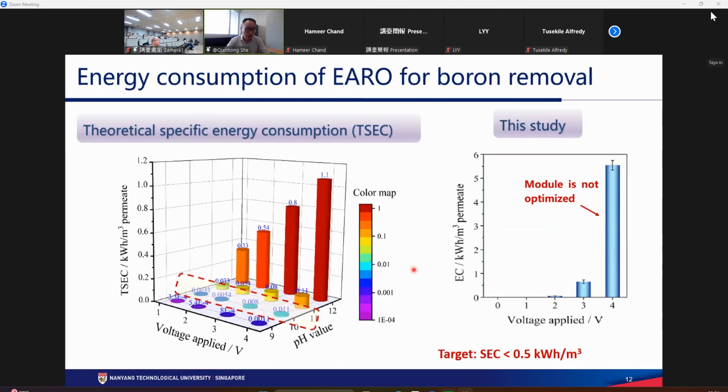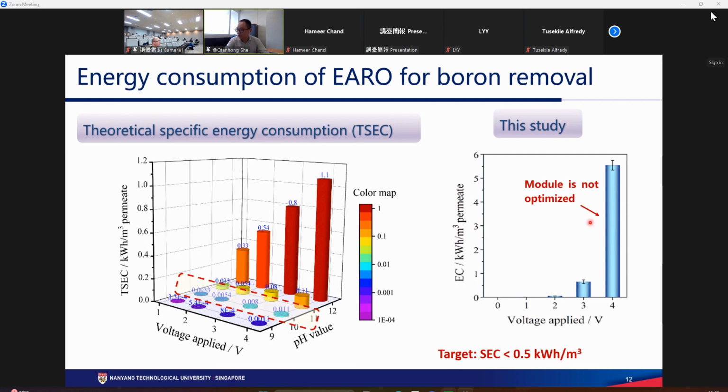Of course, we want to lower the energy consumption. This is important for the electrochemical system. Ideally, if we assume the electrochemical reaction efficiency is 100%, there's low energy loss. All the electron transfer is used sufficiently in the redox reaction to produce hydrogen or hydroxide ions. The energy consumption will be very low if our target is to elevate the pH above 10. So at different voltage, the theoretical energy consumption will be very low, even lower than 0.001.